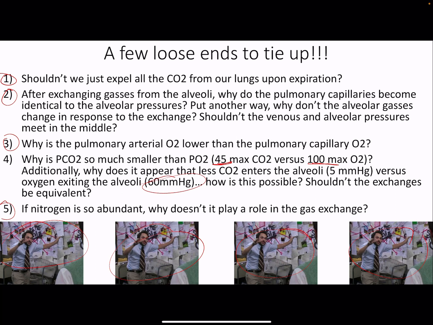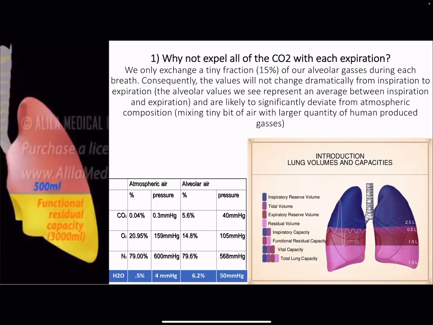So that's another way of articulating mostly the same question, the same point. And then lastly, if nitrogen is so abundant, right, it's like 78% of air, why don't we see it as part of this whole system? So let's go through these one by one. Hopefully it'll shed a little bit of light on how all of this is working.